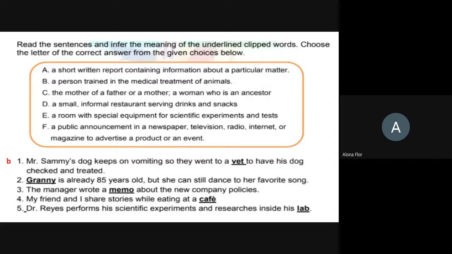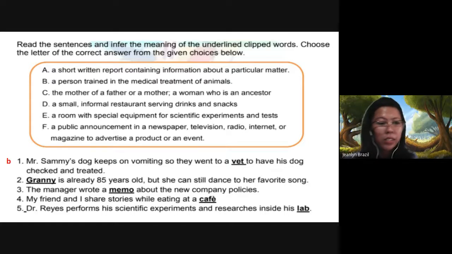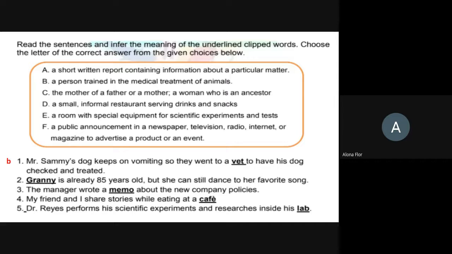Granny is already 85 years old, but she can still dance for her favorite song. What is your answer, Ken? For number two? F. What is F? A public announcement in a newspaper, television, radio, internet, or magazine to advertise a product, an event.